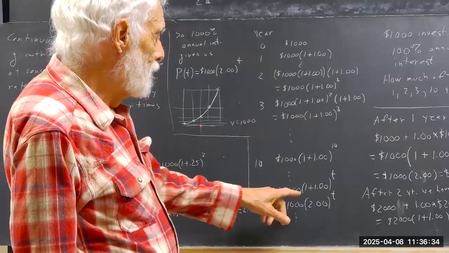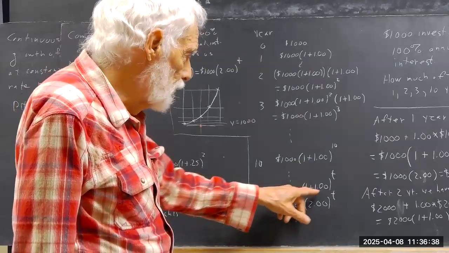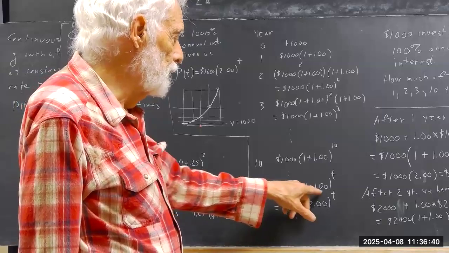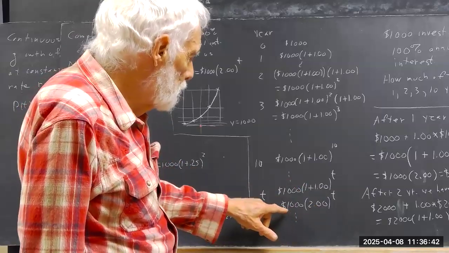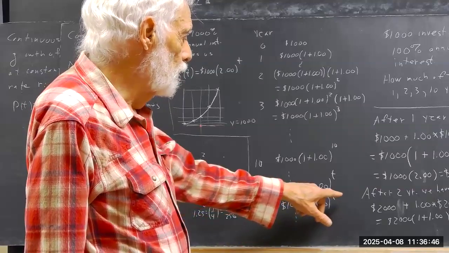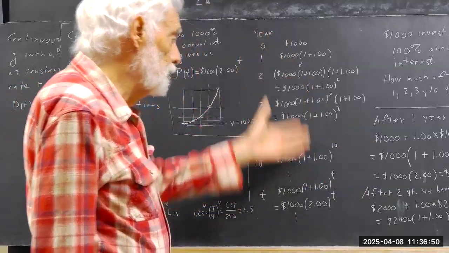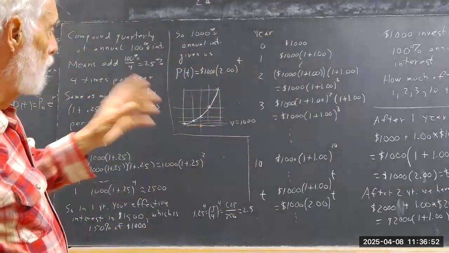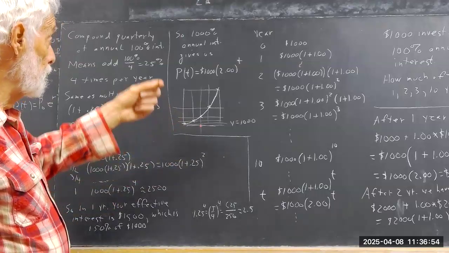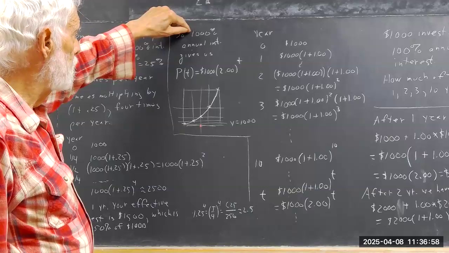Now, ultimately, I go ahead and add that 1 to the 1.00. I want to keep it separate because I want to understand what this means and what this means. But when we finally get the formula, we have $1,000 times 2.00 to the t. We build this up. And if you don't understand that, seeing it right now, go back and look at those videos.